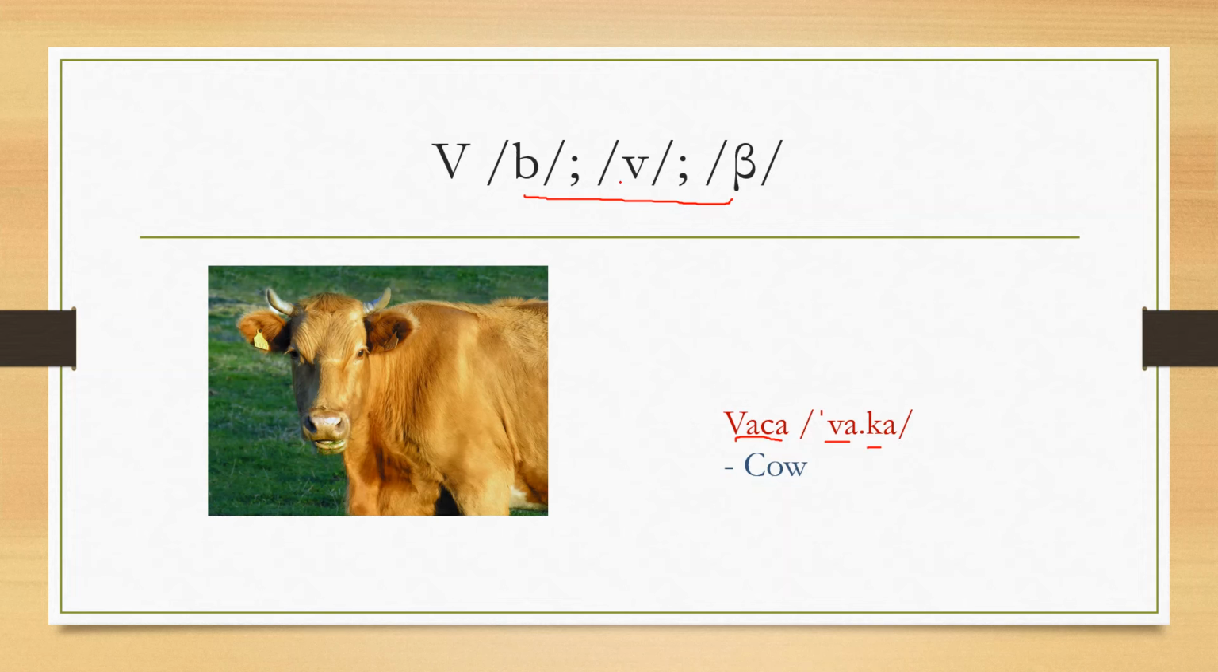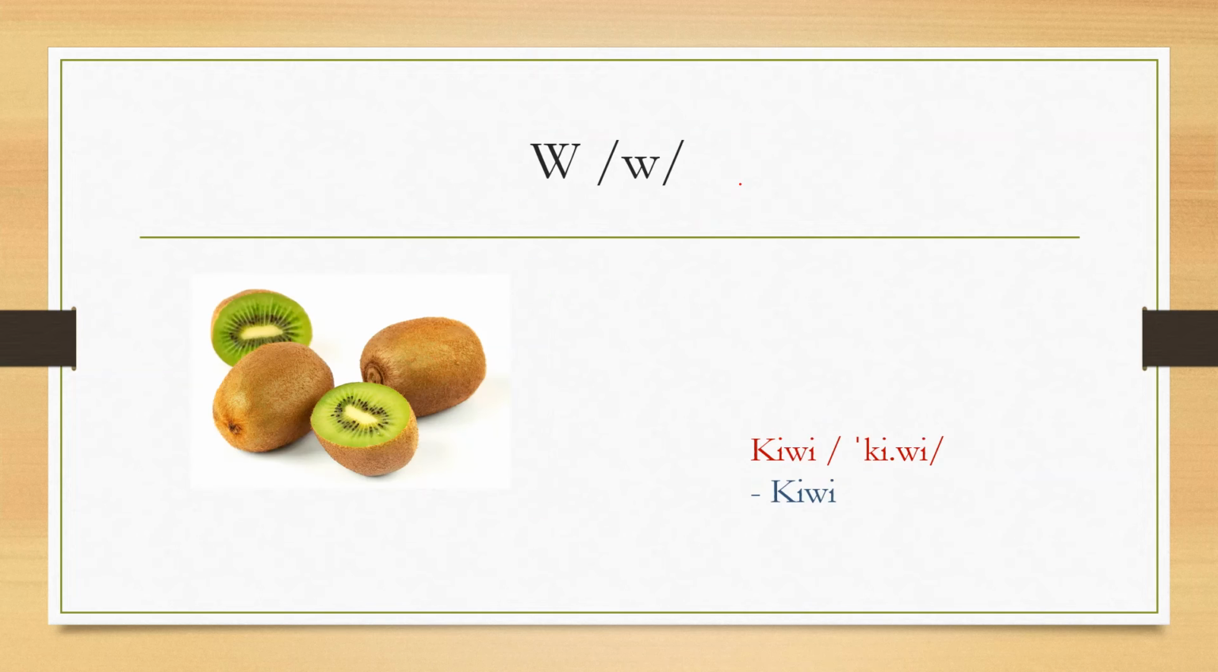There is no clear distinction between a V and a B in Spanish, so you might hear vaca, you might as well hear baca. W, double V. This letter is not so common in Spanish words because it is used mostly in foreign words like Washington, kiwi.